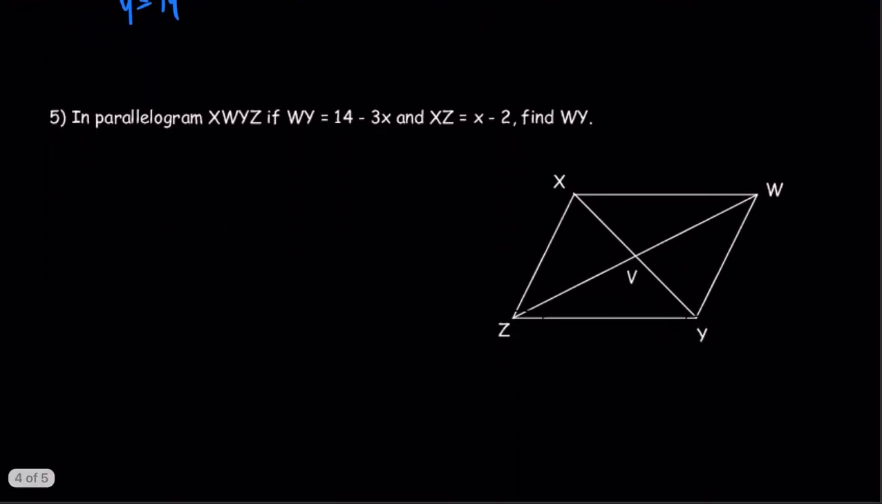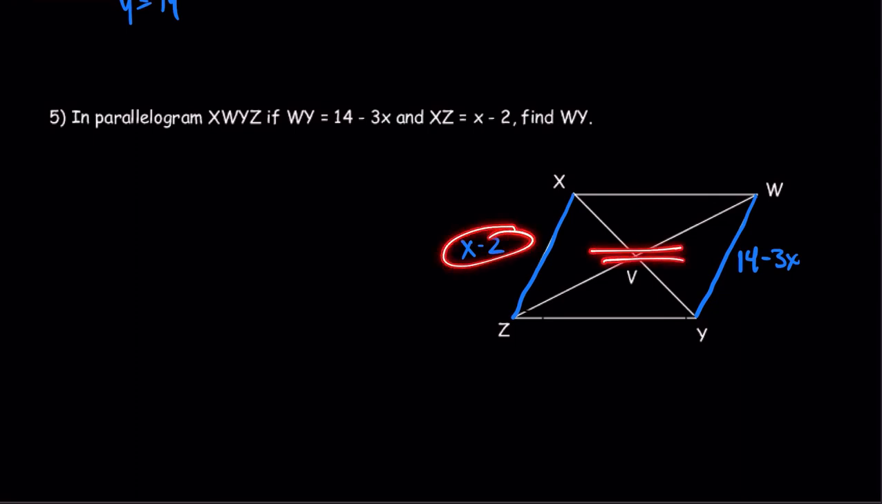All right, another parallelogram question here. This time, it tells me WY. So WY is this side, 14 minus 3x. Okay, that's this side here. XZ, well, that's this side, is x minus 2. Again, I'm hoping it's pretty obvious. Opposite sides, they're equal. I just have to set those two equal.